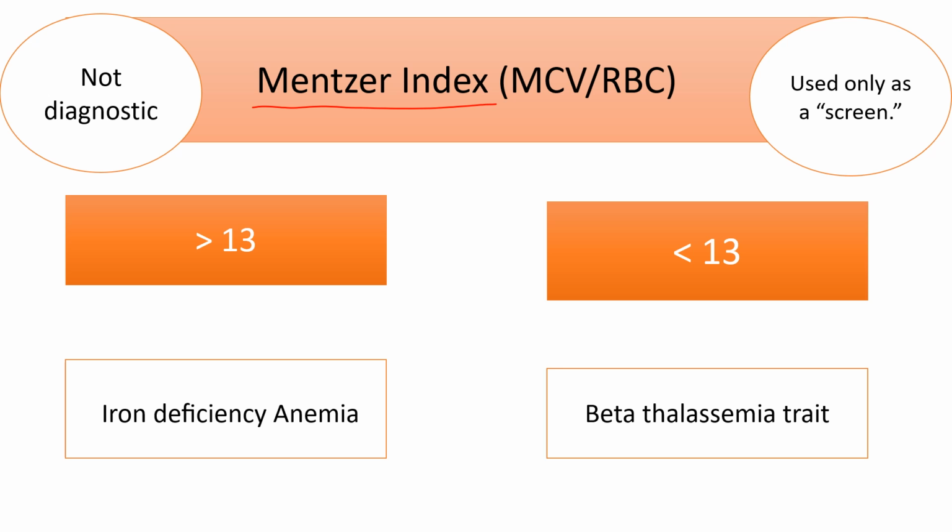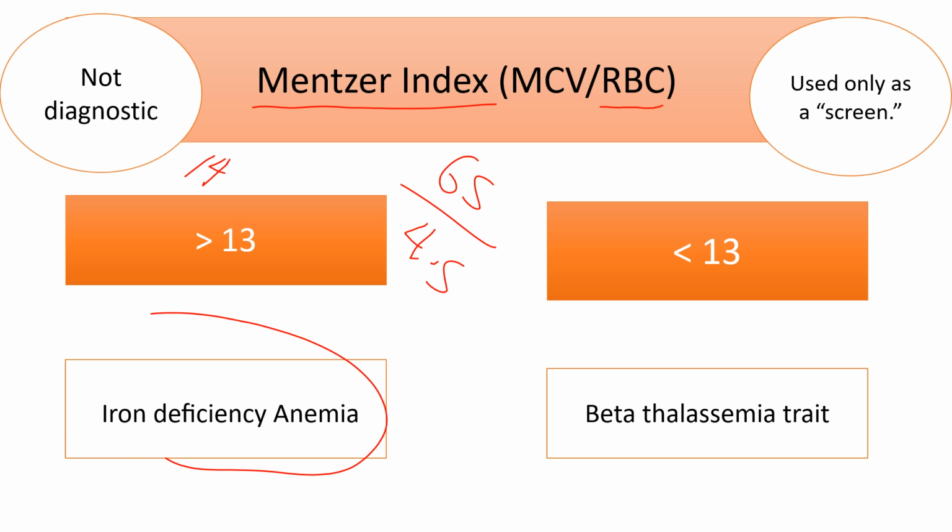It will help you to differentiate if you are dealing with iron deficiency anemia or beta thalassemia by just looking at the CBC. How would you use the Mentzer index? MCV divided by red blood cells in millions. For example, if you have a child with MCV 65 and the number of red blood cells in millions 4.5, the result will be 14. So this is more than 13.